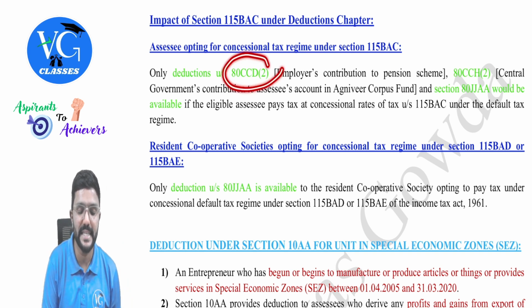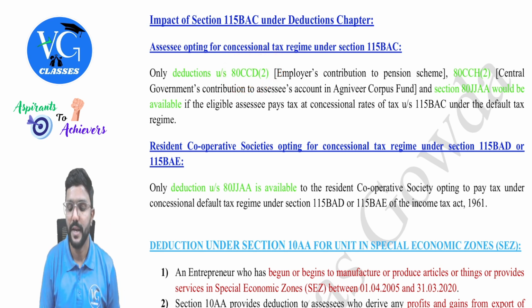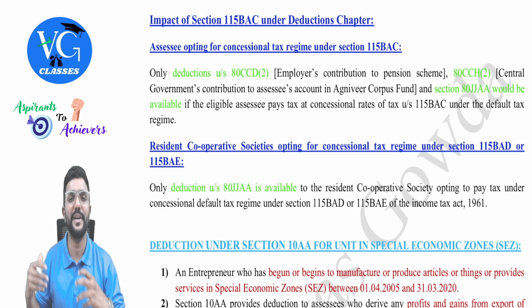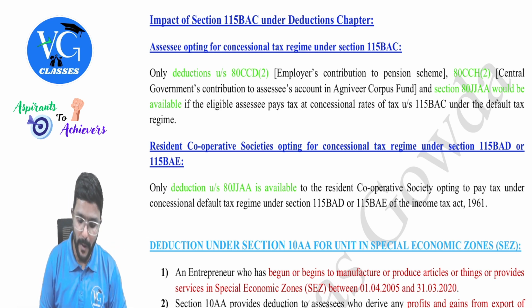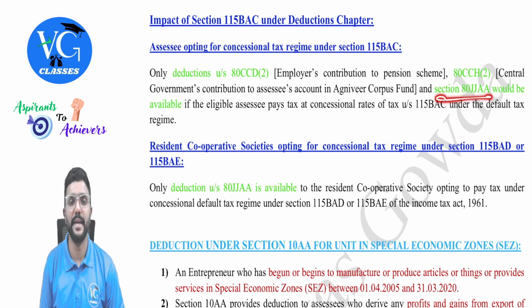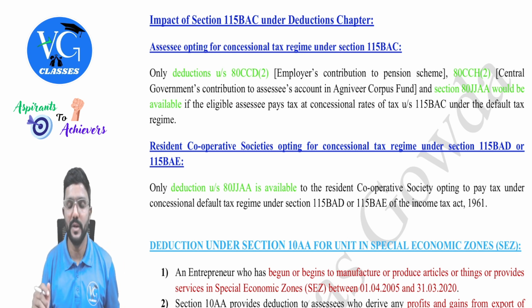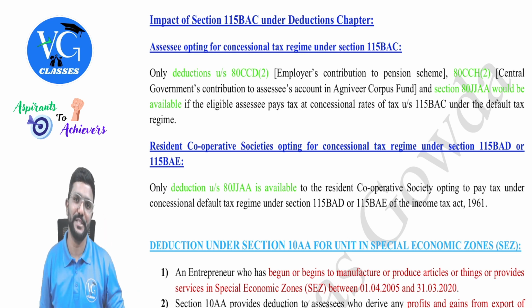What are those? Deduction under section 80CCD(2), that is employer contribution to NPS. Then a deduction under section 80CCH(2), that is central government contribution to Agniveer or Agnipath scheme. Okay. Then 80JJAA, that is with respect to salary or wages paid to new regular workmen. Okay. Only these three deductions are allowed, guys. Rest all of them are blocked under the default regime.